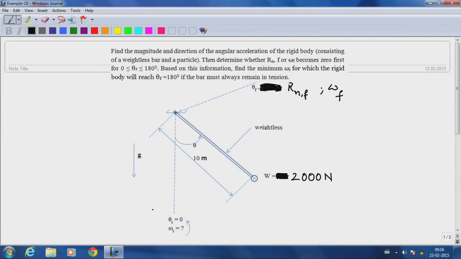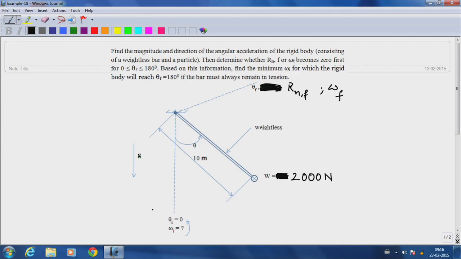Welcome back. We are going to discuss another problem today related to the use of both work energy formulation as well as our laws of dynamics, rigid body dynamics, to understand the idea of normal reaction in the context of free body motion. Okay. So, let us look at an example here.